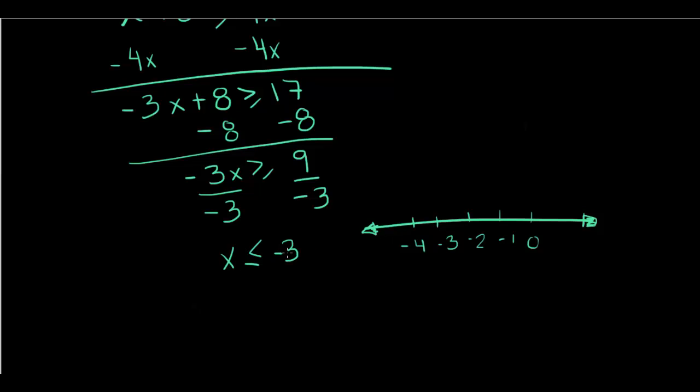Okay, so since it is less than or equal to, I'm going to use a solid circle. Remember, you use an open circle when it is just less than or greater than. But if it is less than or greater than or equal to, then you use a solid circle. And since it is less than, the line is going to go towards this side.